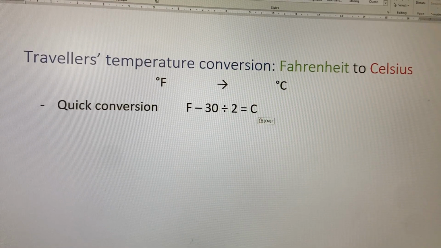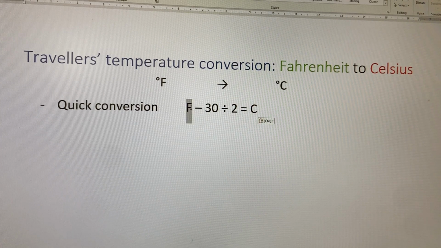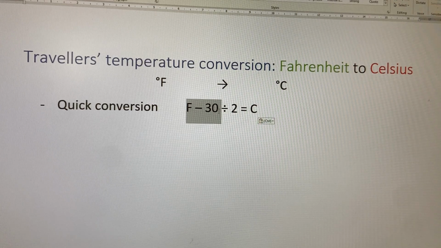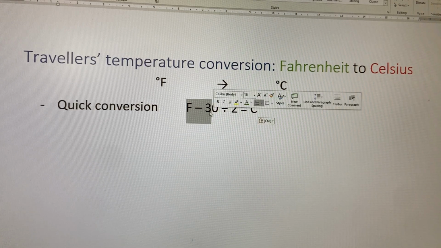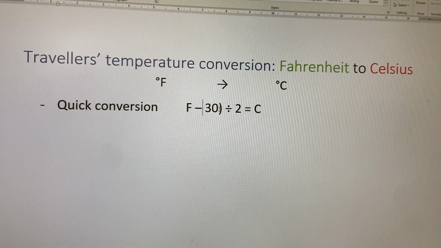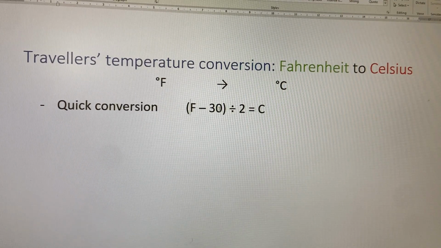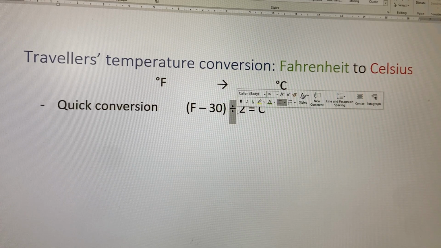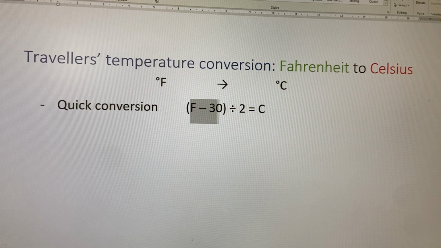Sorry about that. So this is how it goes. You take the Fahrenheit degrees, you subtract from it 30, and then what you have left, you divide that by 2. You read it from left to right, and there's order of operations here. Really, this should be in a bracket to ensure that this subtraction gets done first, because BEDMAS or PEMDAS, whatever rules, would tell you that you divide first. No. Just do it from left to right here, so you're subtracting first. And that's how you get Celsius degrees.